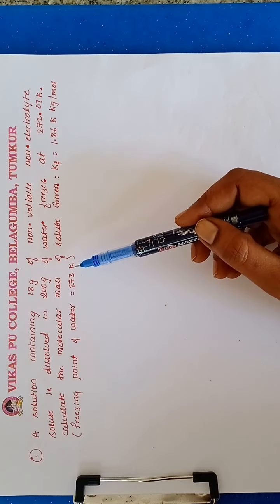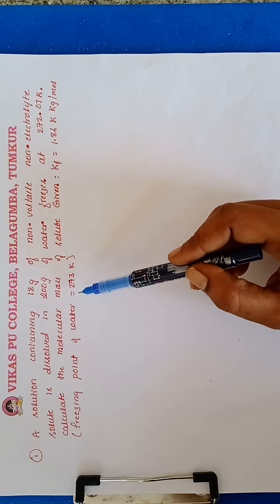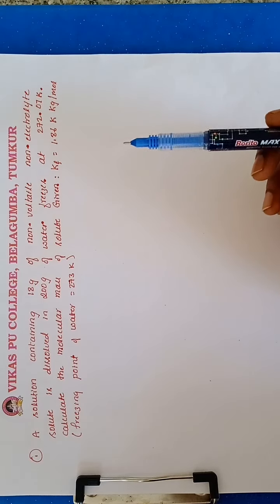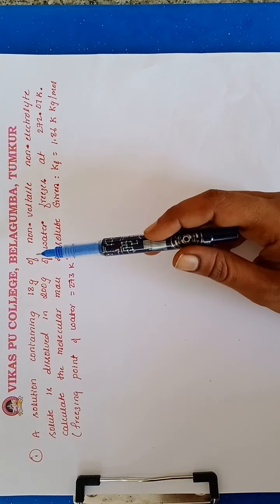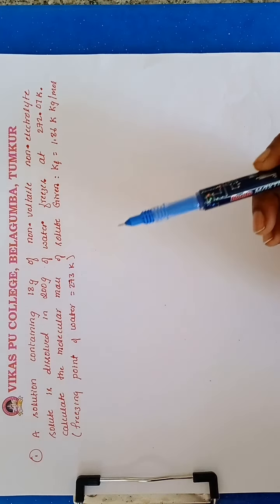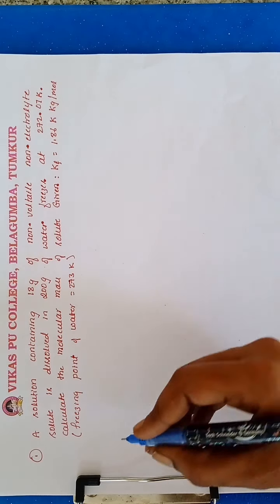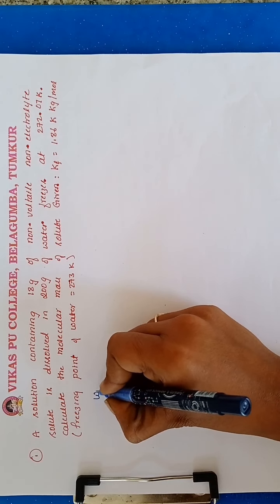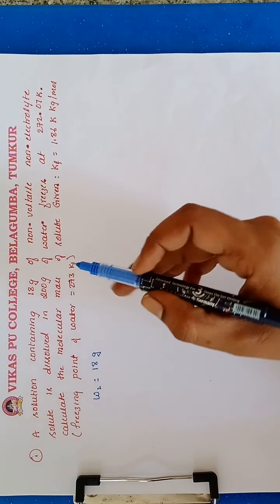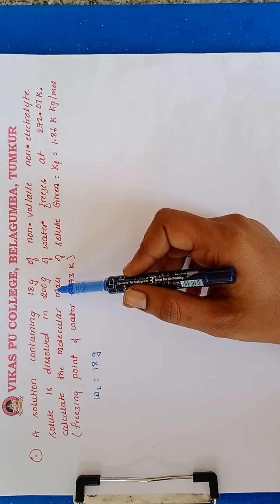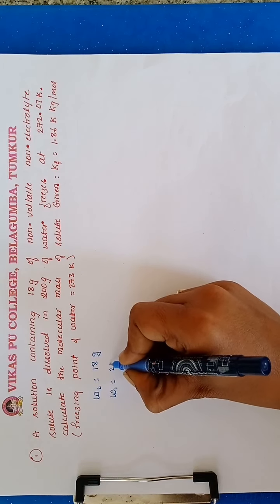We know that freezing point of water is 0 degree Celsius. When it is converted into Kelvin, we get 273 Kelvin. Here we need to calculate the molecular mass of the solute. What they are given, we should write down first. They are given the mass of the solute, which we take as W2. W2 is equal to 18 gram. Then the mass of the solvent is W1.